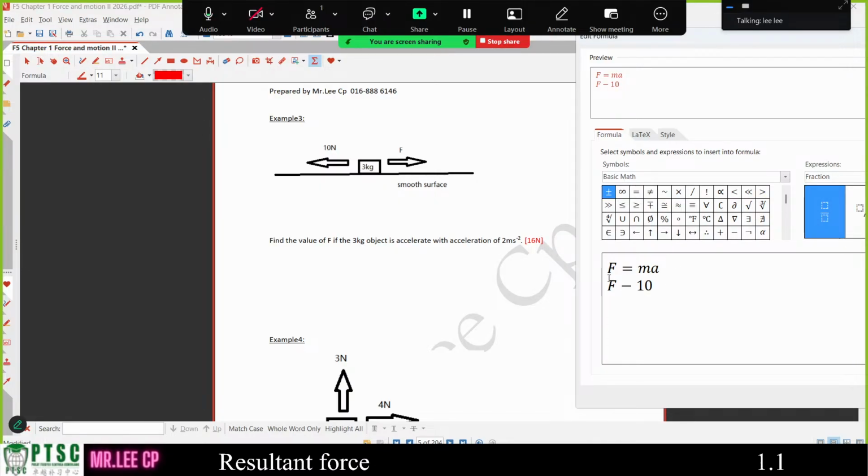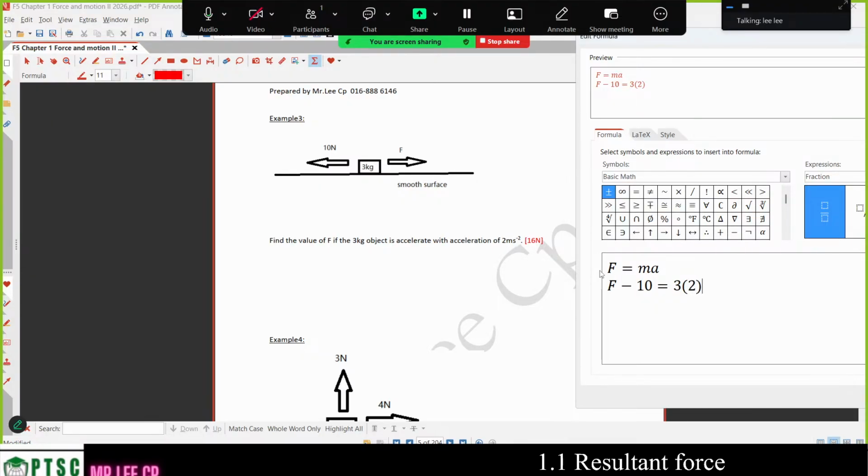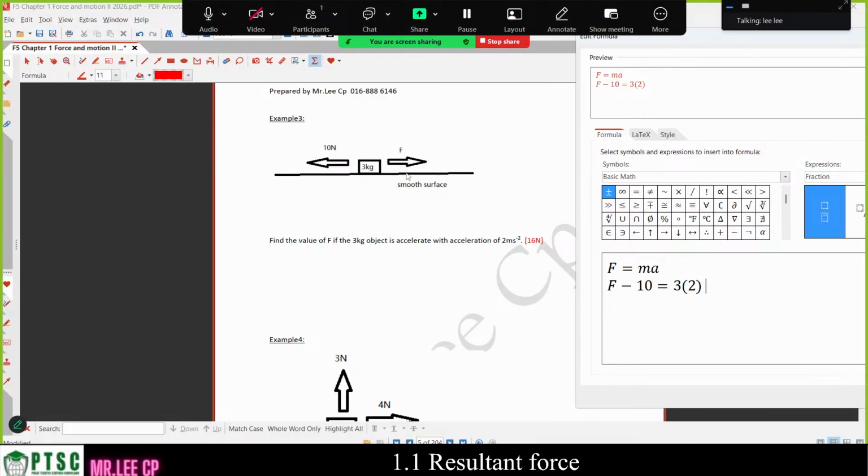This F is not the resultant force. This F is here. F minus 10 is equal to ma, 3a. What is the a? a is 2. Or I don't know which one. Alright, you can use 10 minus F is equal to ma also. Right, we are going to do it later. So we got 2 answers.